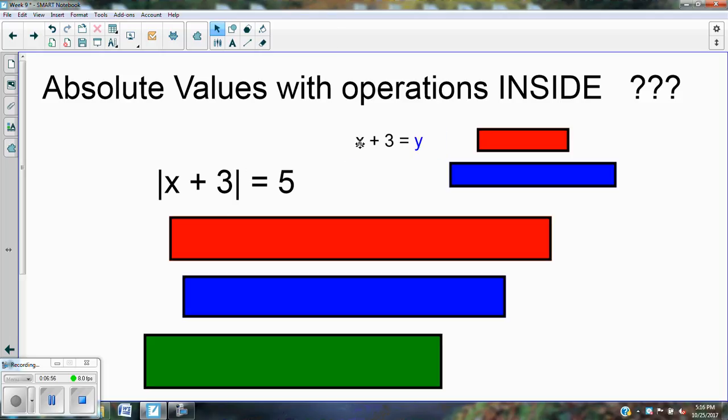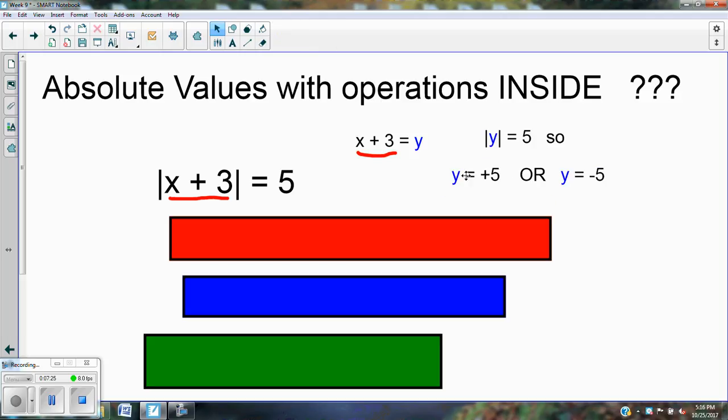So we think of just this piece, just this x plus 3, as y. I'm using a totally different variable here. I'm basically replacing this with y. If I did that, then it would say absolute value of y equals 5. So then it would be totally alone. So once this is alone, it makes sense to say, all right, let's split it up into y equals positive 5 or y equals negative 5.